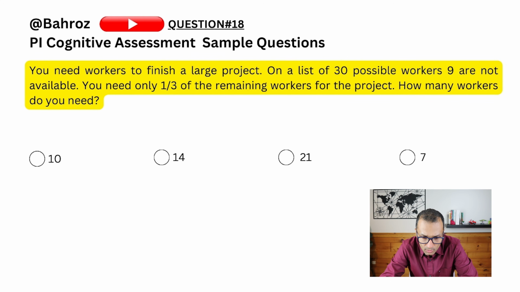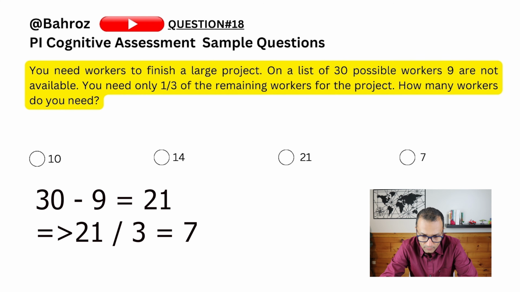You need workers to finish a large project. On a list of 30 possible workers, 9 are not available. You need only 1/3 of the remaining workers for the project. How many workers do you need? On the list there are 30, but 9 are not available, so you're left with only 21. 21 divided by 3 is 7. So 7 is the answer.